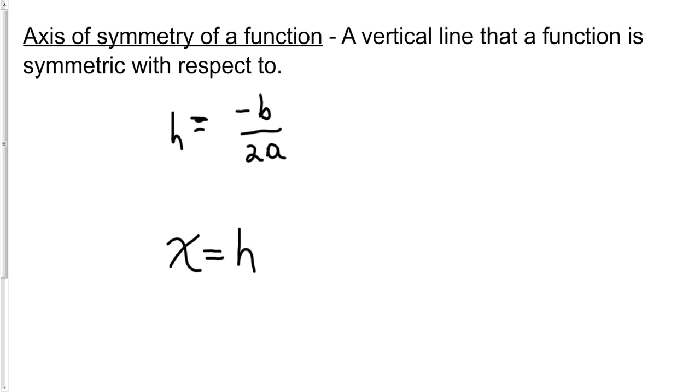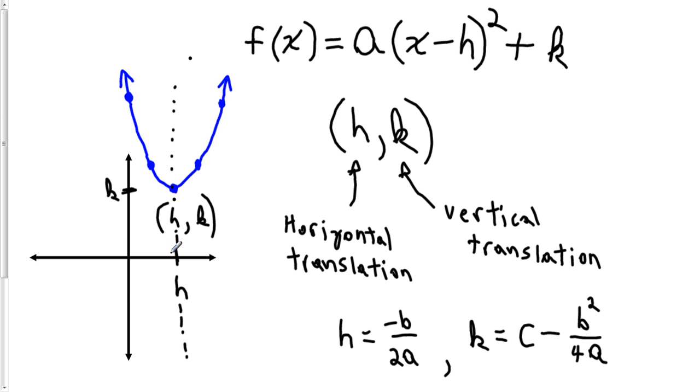So looking back at it here, the vertex now moves to (h, k) from (0, 0), horizontally h units, vertically k units, but you still have this vertical line of symmetry, which is the line x equals h. So that's how you find the axis of a parabola: x equals h. Okay, so we've discussed h and k from the vertex formula.